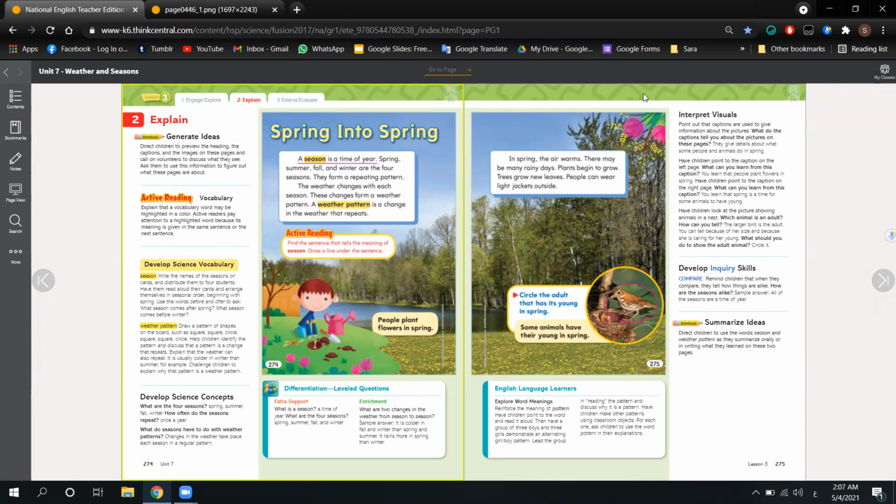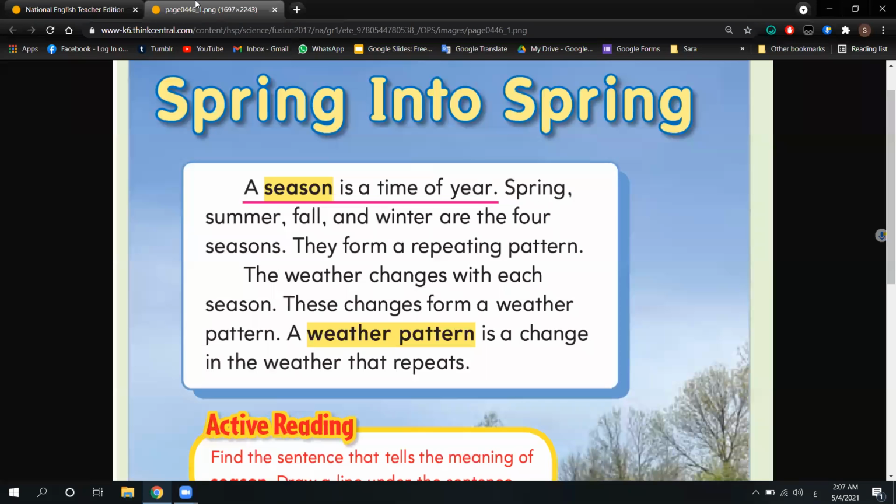So I need you to open your books at page 274 and pay attention to everything that I'm going to say, because I'm reviewing the things that we took together again, okay? So when I say a season, it is a time of the year. Winter happens during specific months, and the same applies to summer, autumn, and spring. So it's a time of year.